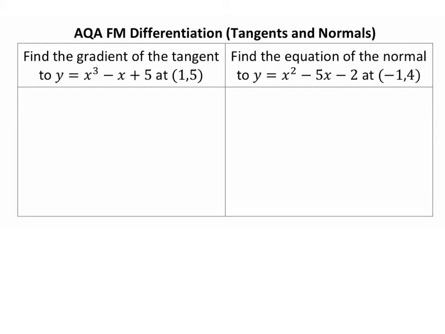Okay, we're looking at tangents and normals here. Now, if I was to draw a curve, here's a curve, and I had a point, well, where shall I put my point? I'll put my point there. A tangent would look something like this. It touches the curve at one point. A normal looks something like this, meets the tangent at right angles, so it's perpendicular to it.